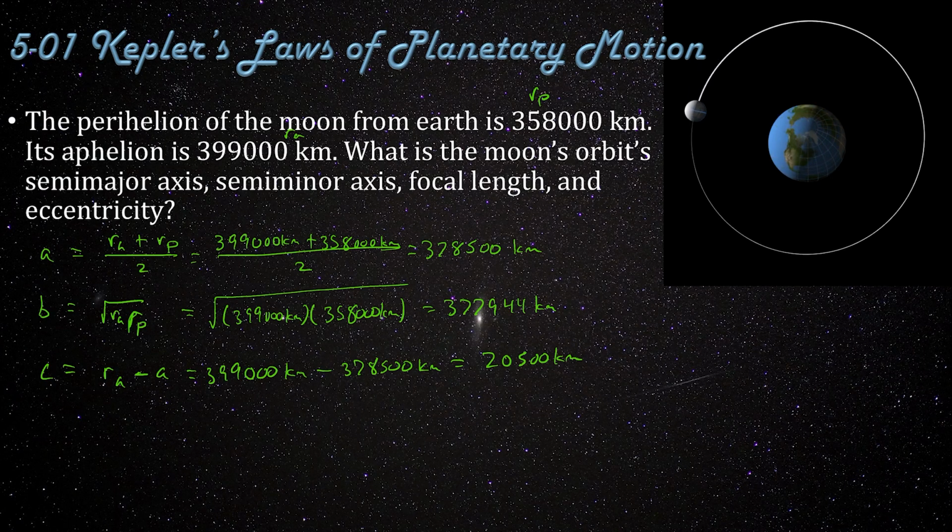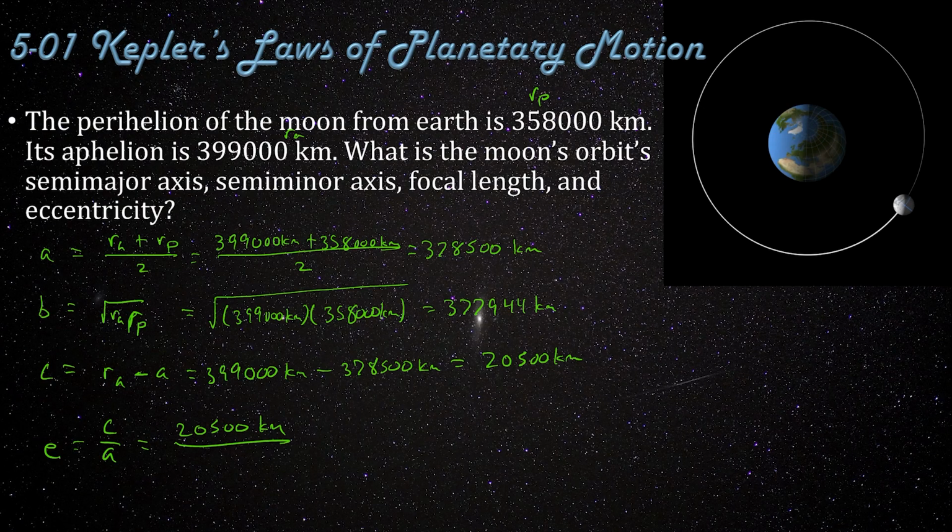And then the eccentricity. The eccentricity is C divided by A. So take those numbers we've calculated and divide them. Make sure they do have the same units. And I get 0.054, which is not very eccentric, it's almost zero. So it's a very circular type of orbit.